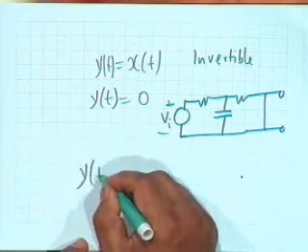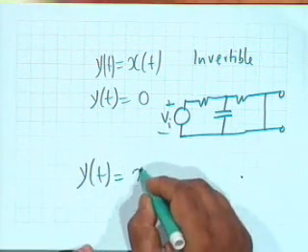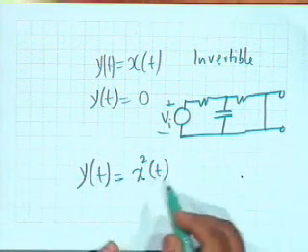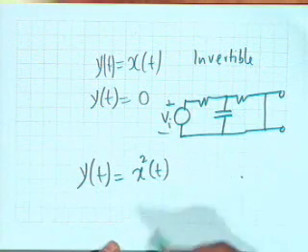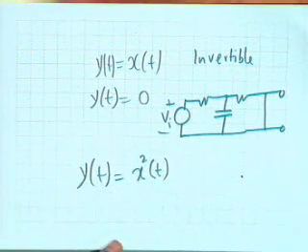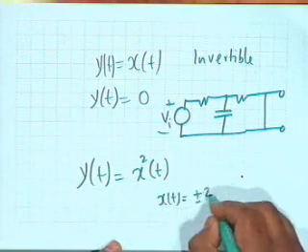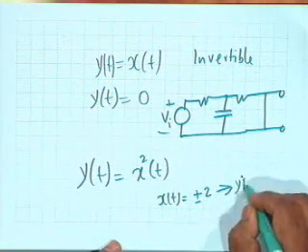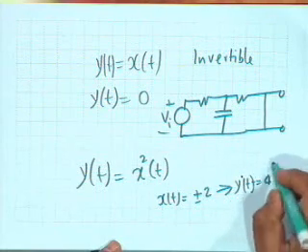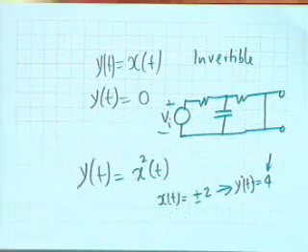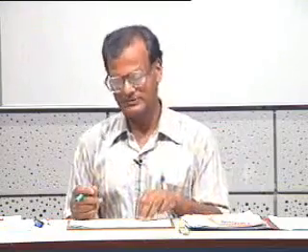One more example. y of t equal to x squared of t. Is this invertible? No, because x of t may be positive or negative. The square always makes it positive. For example, x of t equal to plus or minus 2 produces y of t equal to 4. So by measuring the output 4, you don't know whether the input is plus 2 or minus 2, and therefore this system is not invertible.